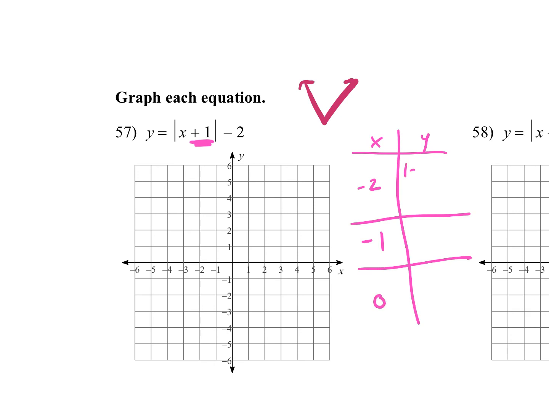So if I plug in -2, I have the absolute value of -2 plus 1 minus 2. So this should be the absolute value of -1. And what's the absolute value of -1? +1. And what's 1 minus 2? -1. So I plugged in -2 and got -1. So I'm going to put my first point, -2, -1.